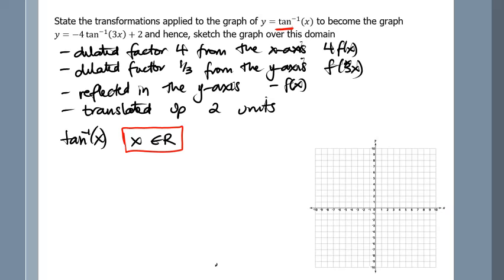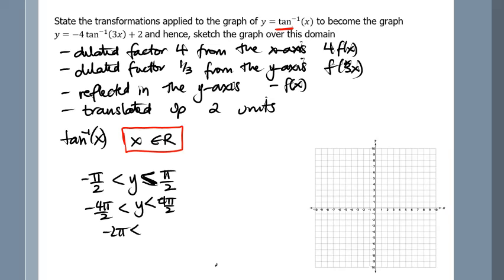The range, though, of a tan inverse graph is usually negative pi on 2 is less than y, which is less than, not equal to, pi on 2. This has been dilated factor 4 from the x-axis, so that's going to affect these values. So I'm going to get negative 4 pi on 2 is less than y, which is less than 4 pi on 2, which we know is negative 2 pi is less than y, which is less than 2 pi. So we've taken that into account, which changes our range, and it's also translated up 2. So it's negative 2 pi plus 2 is less than y, which is less than 2 pi plus 2. So that is my range for this graph.